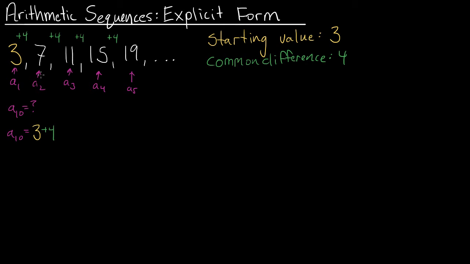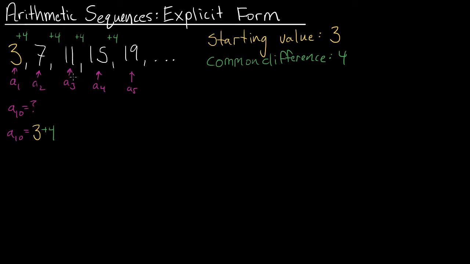And then if I wanted to know what the second number in the sequence was, well, I'd only be adding 4 one time. And if I wanted to know what the third number was in the sequence, well, for that, I'd be adding 4 two times. 3 plus 4 makes 7, and then plus 4 again makes 11. And then similarly, if I wanted to know what the fourth number in the sequence was, then I'd start with my starting value, and then I'd add 4 to get to 7, add 4 to get to 11, and add 4 again to get to 15.